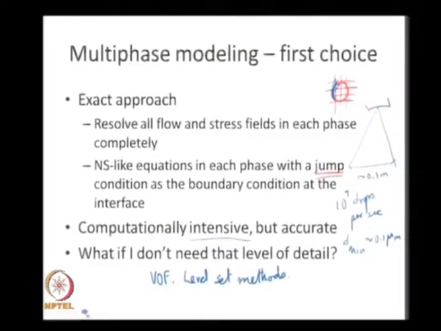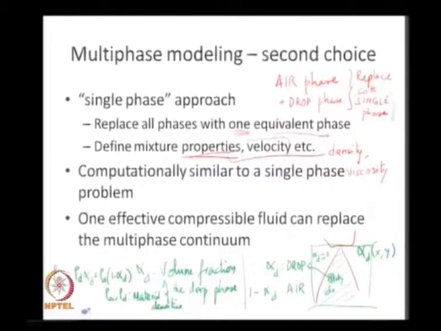Okay. That is our first approach, and if I do not want that level of detail, what else can I do? I move on to the second approach, which is like swinging all the way to the other end of the spectrum. I am looking at the simplest approach possible. So, this is where I know there are 2 phases, I know there are bubbles that are embedded in water, but I am going to assume that all of this is one phase.